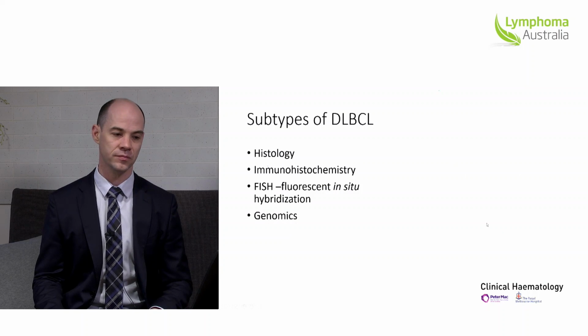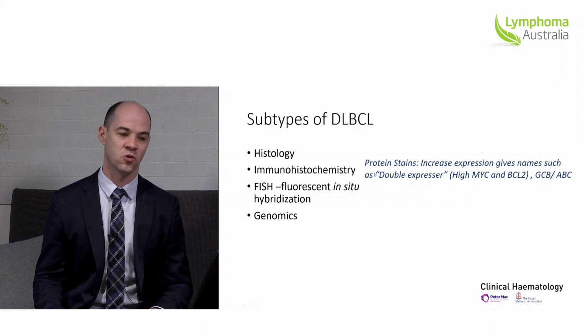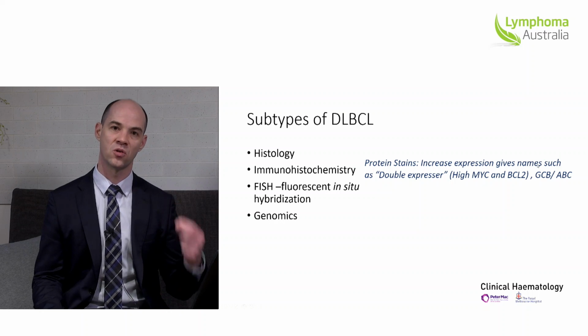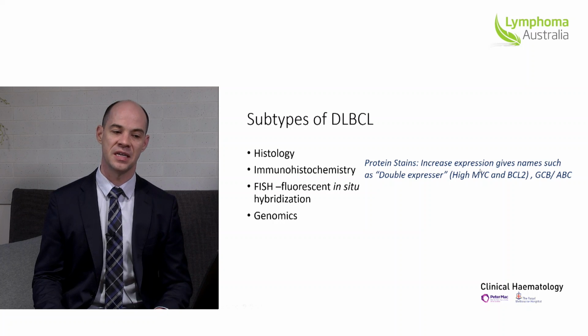There's another type of lymphoma that can be picked up on by protein stains, and this we sometimes see haematologists call double expressor lymphoma. And that's when, on immunohistochemistry, we see increased expression of MYC and BCL2. So that is, we look at the stains on the surface of the lymphoma cells, and we see that a stain for MYC and a stain for BCL2 are present above a certain threshold of cell numbers.